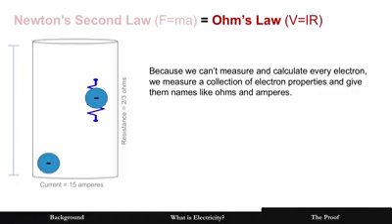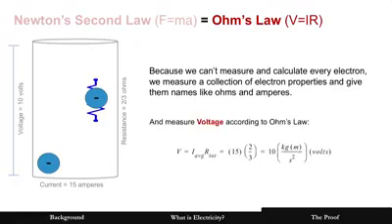Now, because we can't measure and calculate every atom, we measure a collection of electron properties, and we gave them names like ohms and amperes. So in this case, the current is 15 amperes, and the resistance is 2/3 ohms. But again, it's really simple when you think about it in terms of standard SI units. It's a velocity, and it's kilograms over seconds. And we measure voltage according to Ohm's law. Right? The voltage is really the average current and the total resistance there. And what do you know? You get back to that same voltage, that force, 10 volts.